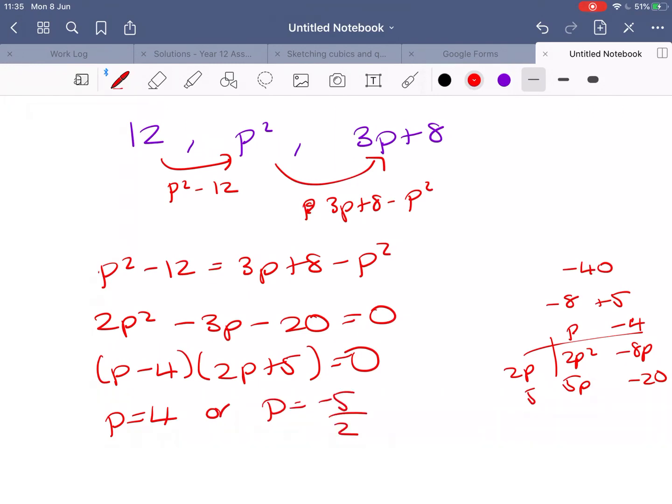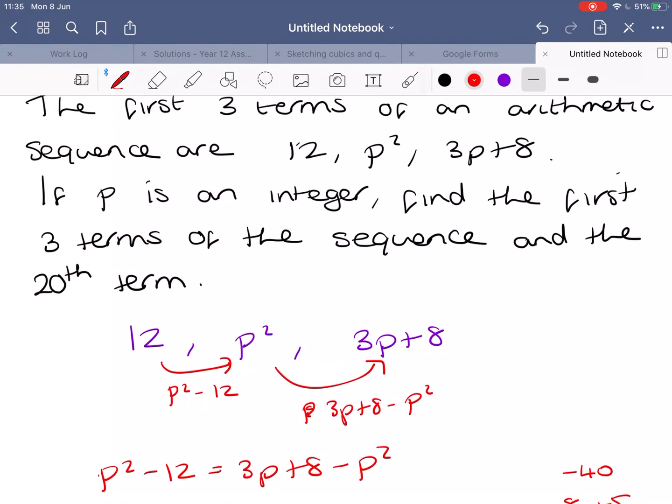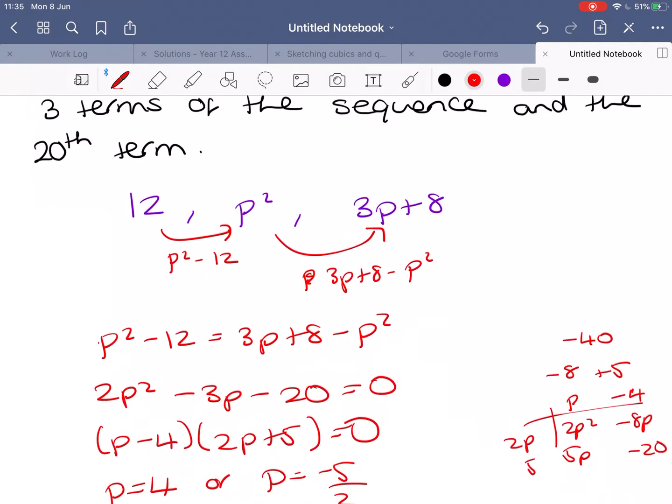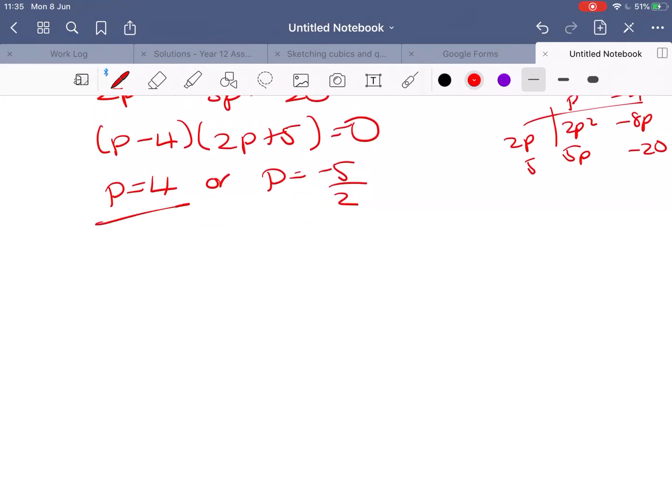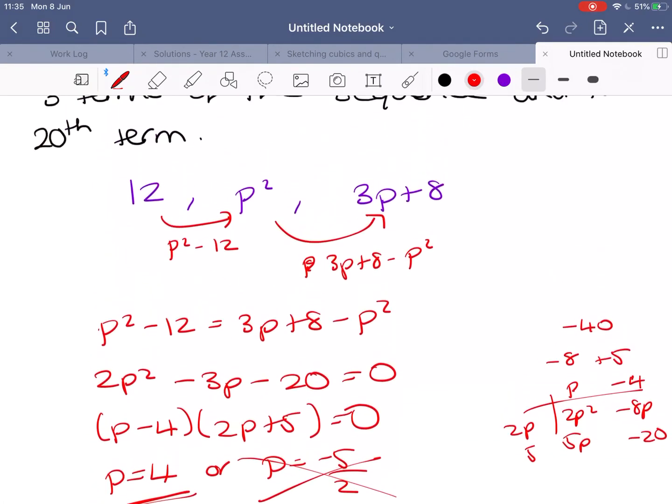Now it might have said find the two possible values of p, in which case that would be the answer. But in this case it said if p is an integer. So that means that is my value. That is not an integer. That's minus 2.5. So if p is an integer, I know my p is 4.